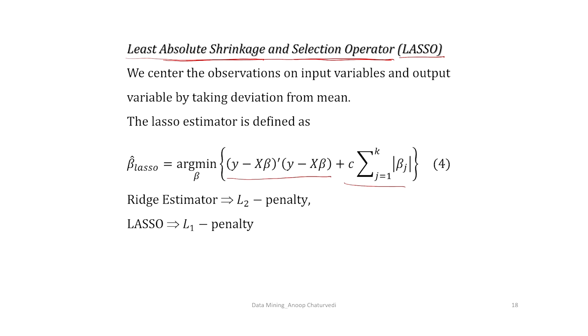Now, remember, in case of Ridge regression, our penalty was summation beta j square. Here, our penalty term is summation mod beta j. So, Ridge estimator has L2 penalty, whereas the lasso estimator has L1 penalty. This penalty function is L1 penalty.